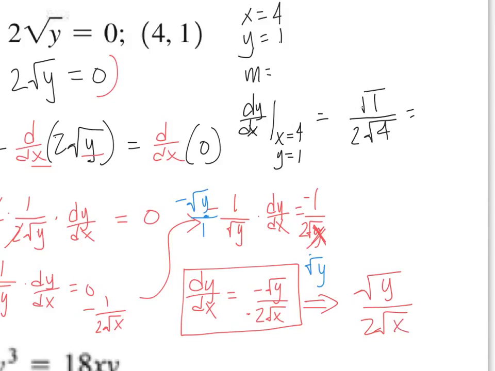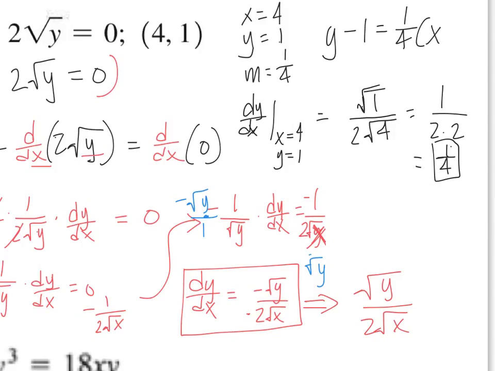Let me erase that. So we end up getting the square root of 1 over 2 times the square root of 4. So that's just 1 over 2 times 2, which gives me 1/4, and that's the slope at this point. Now I can write the equation of my tangent line: y minus 1 is equal to 1/4 times x minus 4. And that's it. Okay, so that's pretty reasonable.